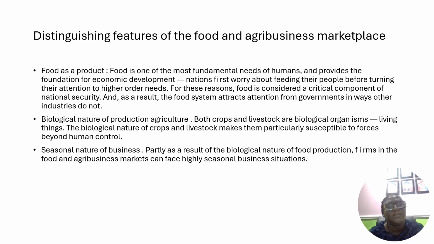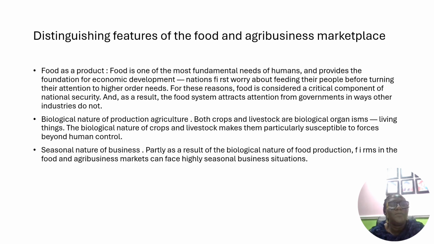So there are certain characteristics that distinguish the food and agribusiness marketplace from other marketplaces. These characteristics, a few, include the following. One, food as a product. Food is one of the most fundamental needs of humans and provides the foundation for economic development. Food is what government worry about because these are the basic necessities of humans, which include food, shelter, and clothing. So the attention of government is attracted to the food system.